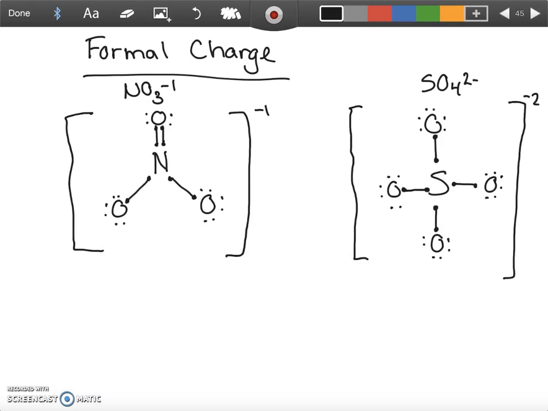Okay, welcome back. Topic 2.5. Now we're going to talk about formal charges. Formal charge is where we start looking at the charges of the individual atoms inside of the Lewis structure.